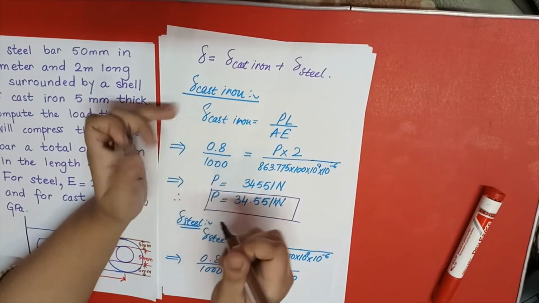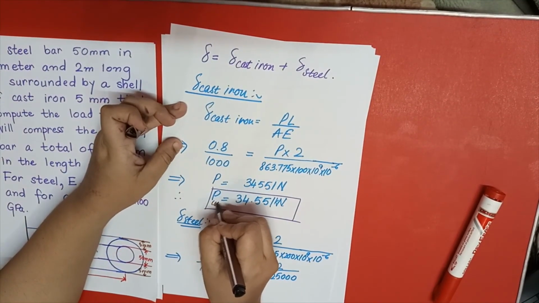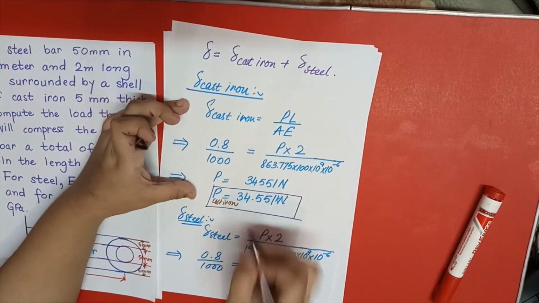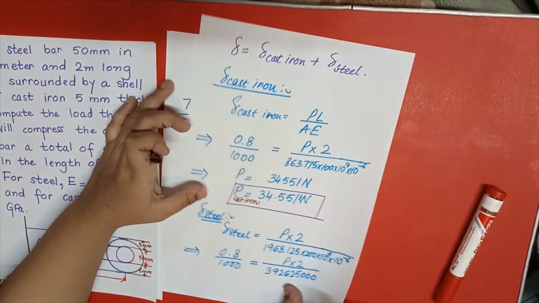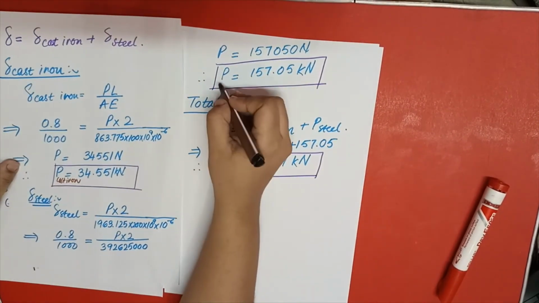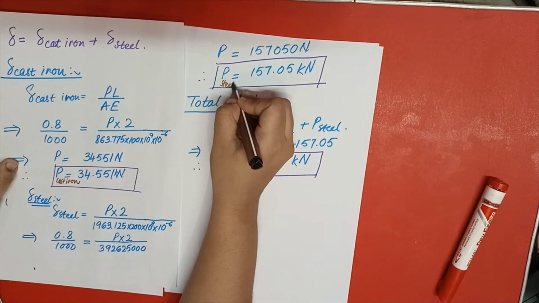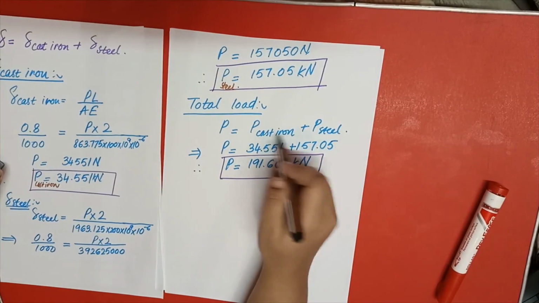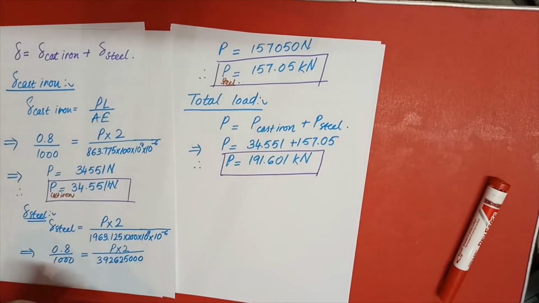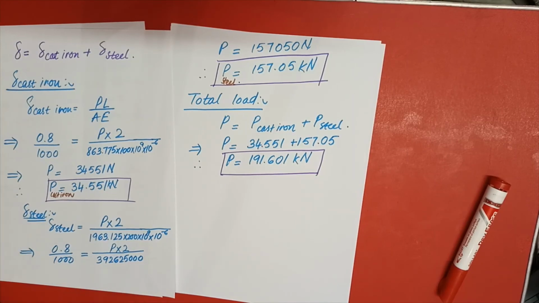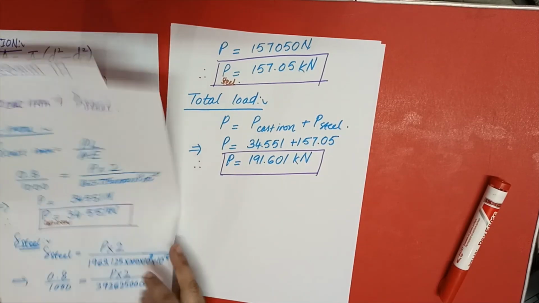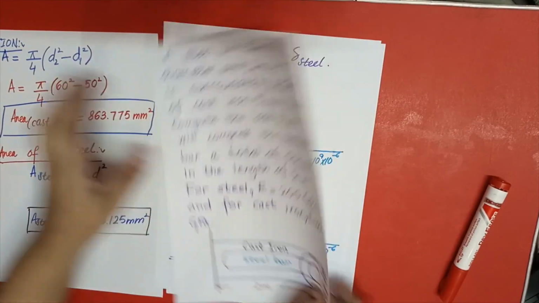So one more thing you can do here, you can write down cast iron here, so you will not be confused. Why are we going to add 2 P's here? So it must be for the steel. So when we add both the loads, we will get the total load 191.601. So hopefully you will get my point. How can you solve this?